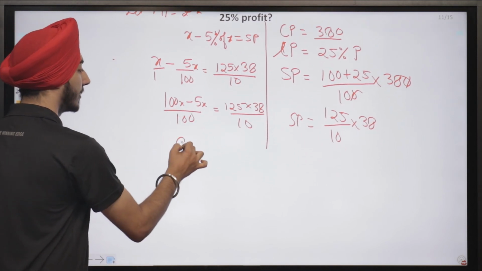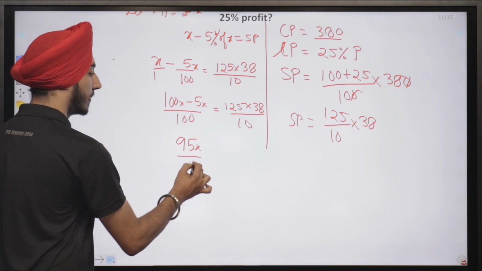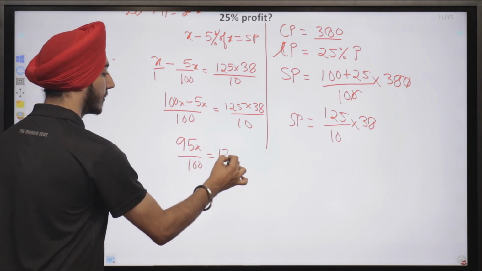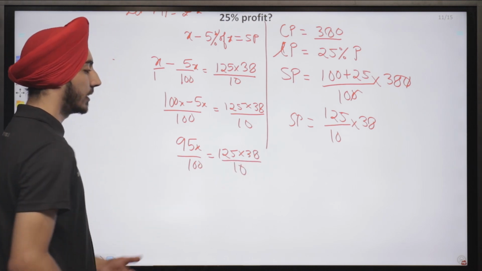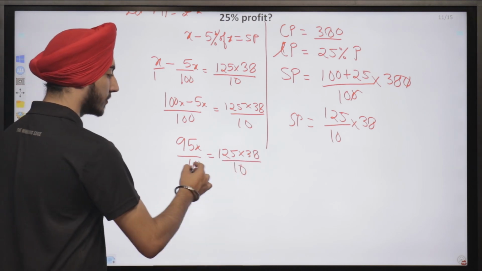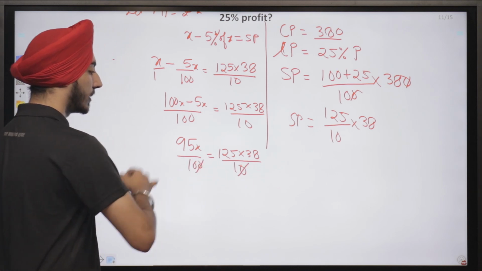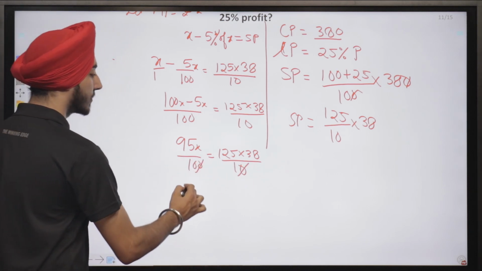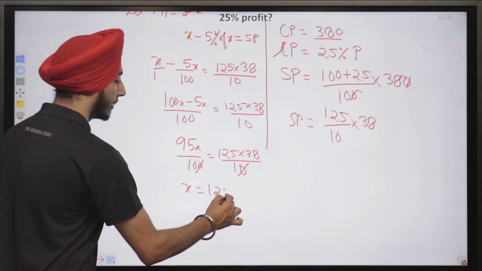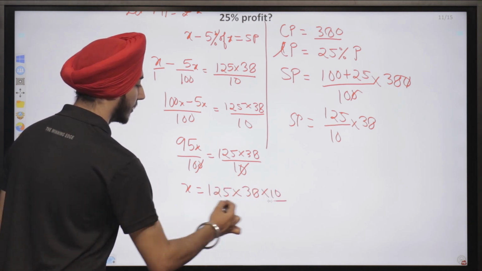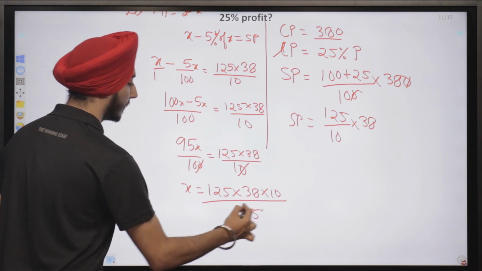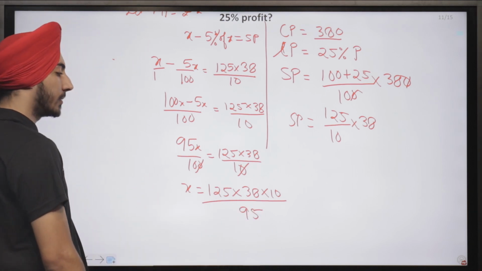So this is 95x upon 100 equals to 125 into 38 by 10. Now here we can cancel out these two zeros because they are in whole denominators. Okay. So x will become 125 into 38 into 10 upon 95. Let's cut it by table of 5.